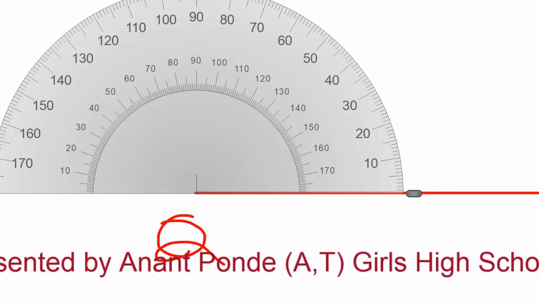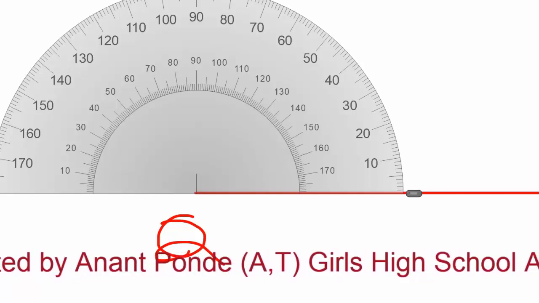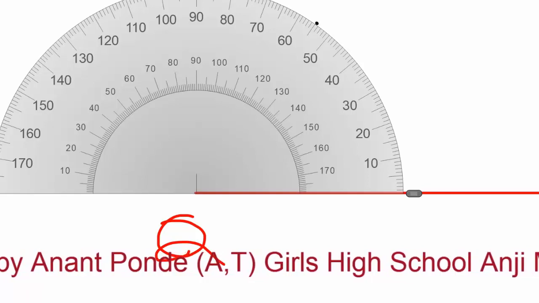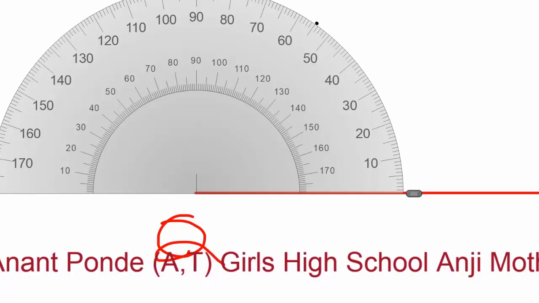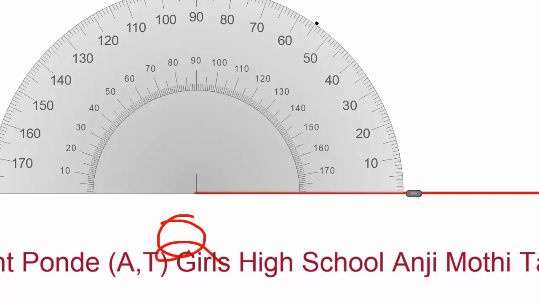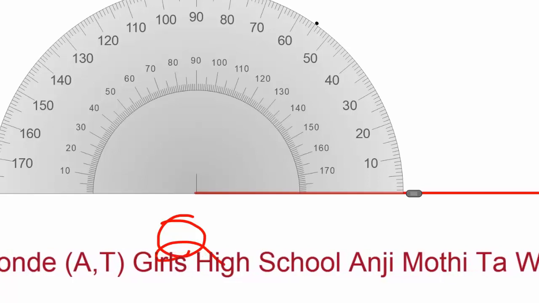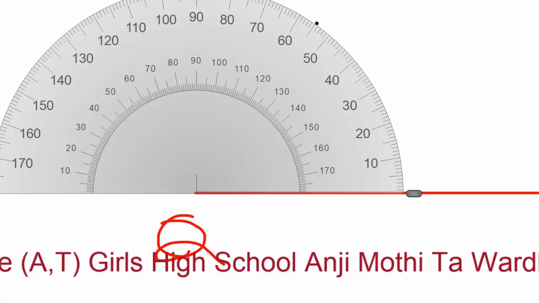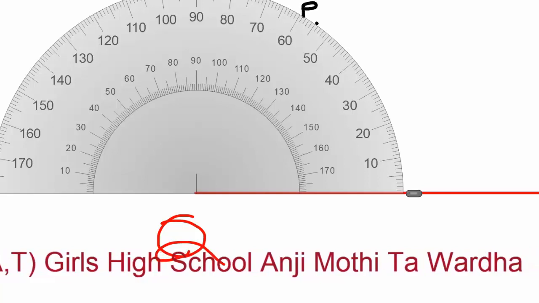Here is the 55. Draw the point at 55 degrees. Give the name of that point. We give the name, here is the point P. This one is point P.